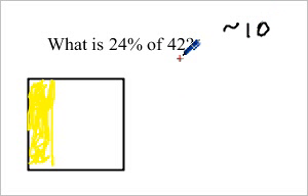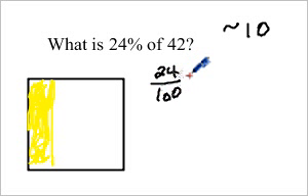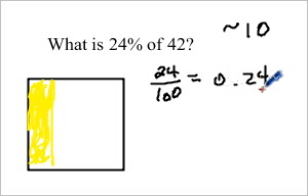So our whole is 42. We're finding a part of that. Now, we can't multiply a percent times a whole number. We have to change that percent to a decimal. So let's change it to a decimal. So 24% is the same as 24 hundredths. And as a decimal, that's equivalent to 0.24. Now we can multiply.